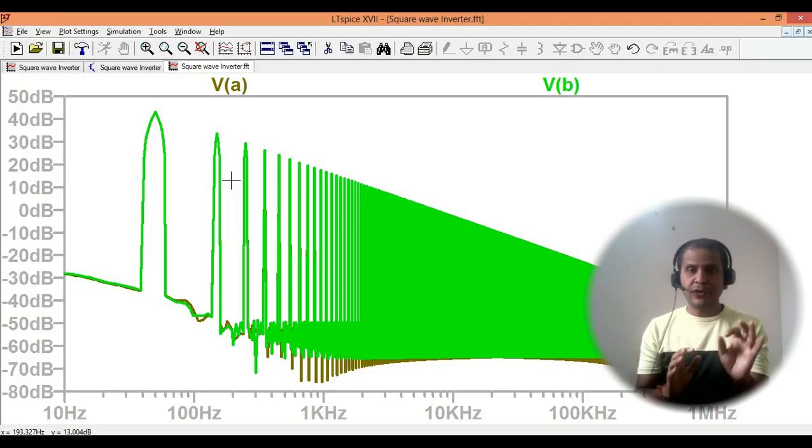So hope guys you understood how you are going to design the square wave inverter in LTspice, how you can simulate it, and also how you can look at your output.